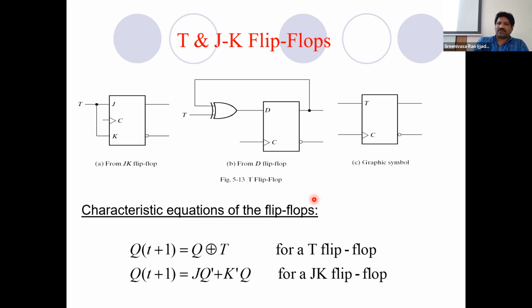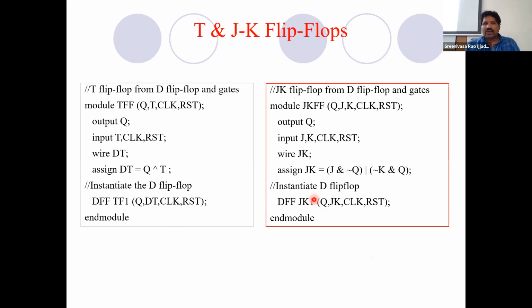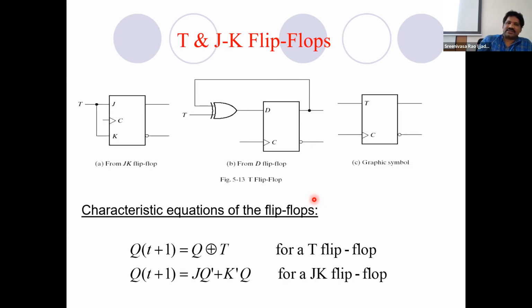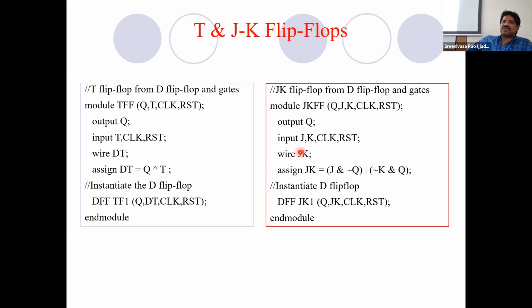Okay, next. Now see T from D. What is the T from D? What are the signals? Q, T, clock, reset. Include the reset. The ports are: Q is the output and a register, and T, clock, and reset are the inputs.